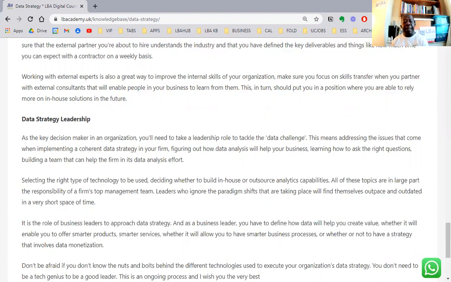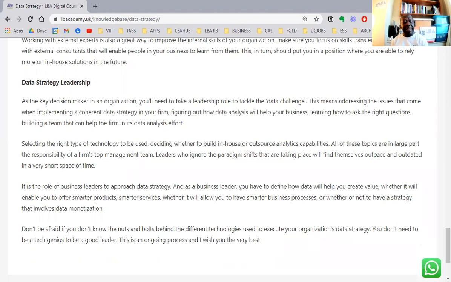All of these topics are in large part the responsibility of your firm's top management team. Leaders who ignore these paradigm shifts that are taking place will find themselves outpaced, outdated, and outgunned in a very short space of time. It's the role of business leaders to approach data strategy.